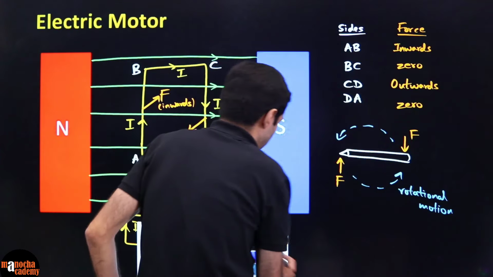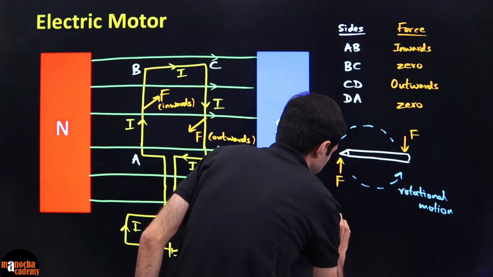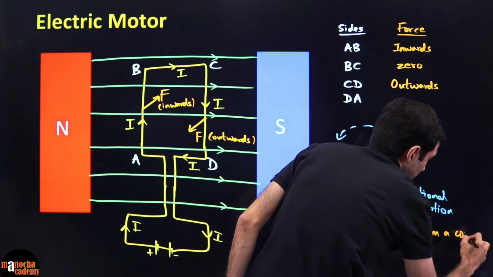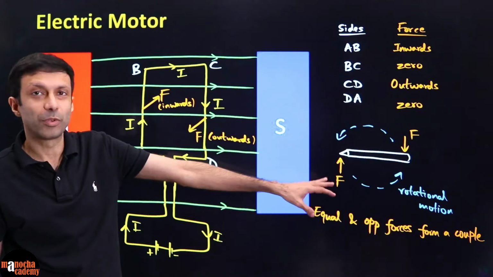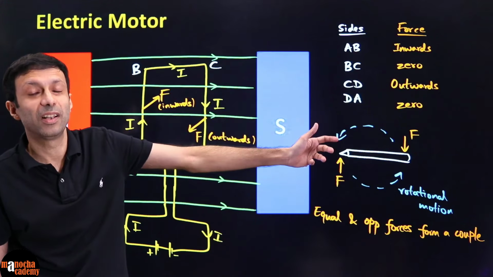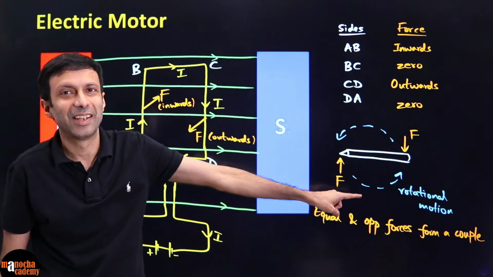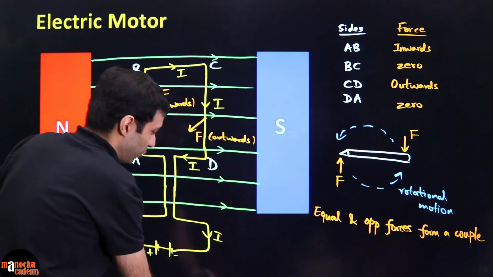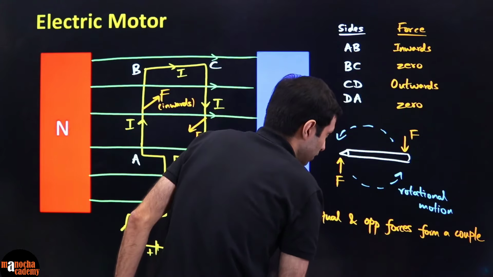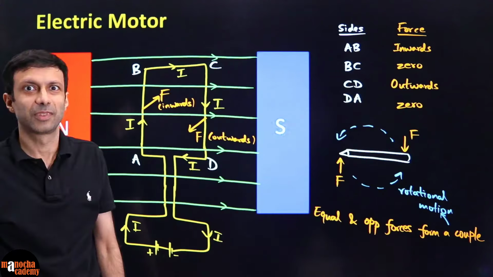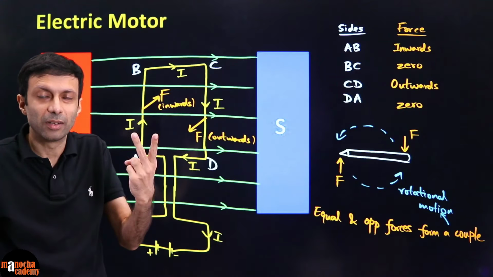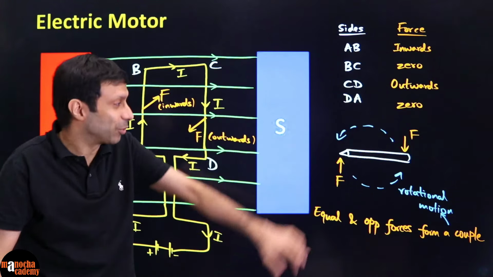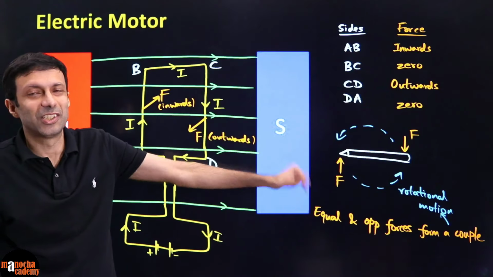So what we are seeing is something very interesting here: equal and opposite forces form a couple. So equal and opposite forces produce or form a couple, which causes rotational motion, and that's what's happening here. Couple in physics is a proper term. We're not talking about a husband-wife couple, right? This couple means equal and opposite forces, and that causes rotational motion.